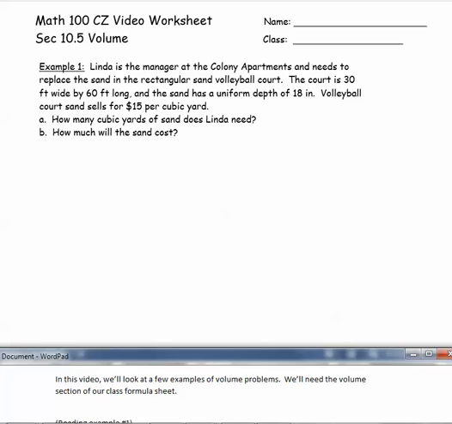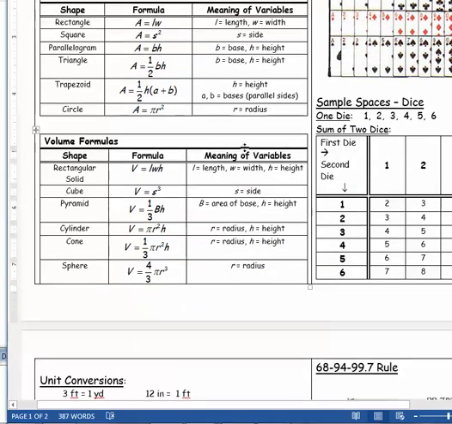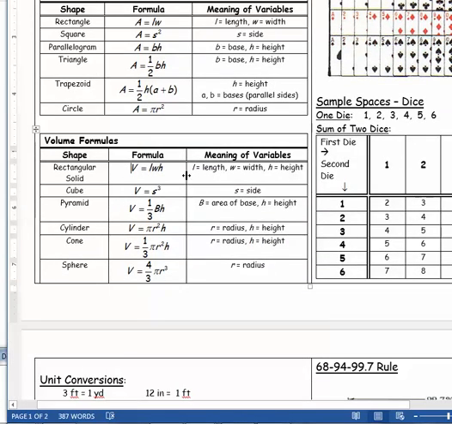In this video, we'll look at a few examples of volume problems. We'll need the volume section of our class formula sheet, which is this section here.